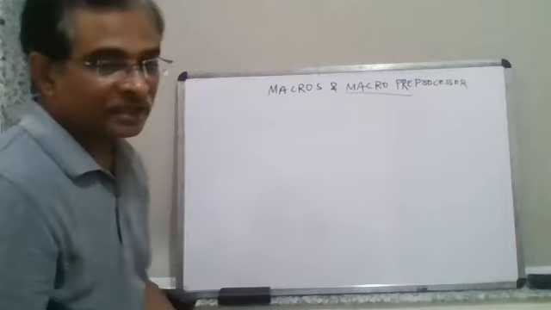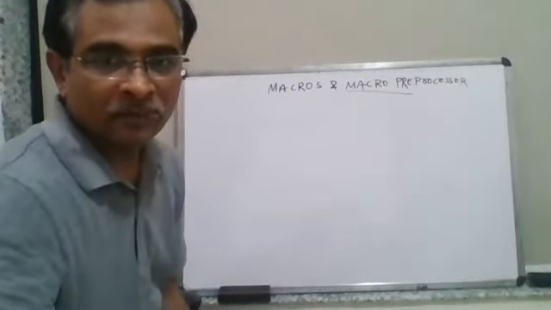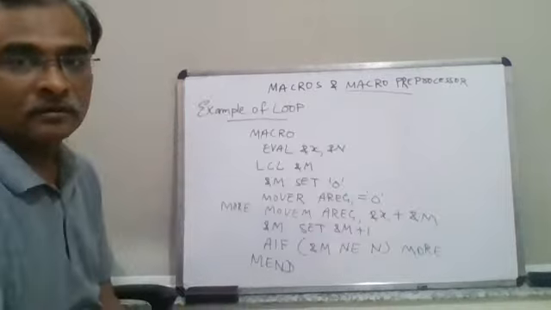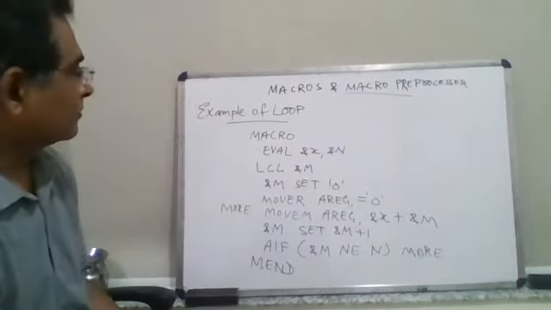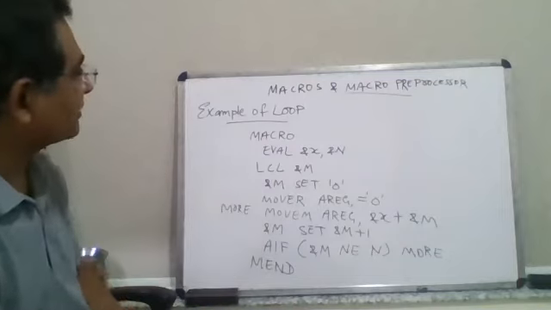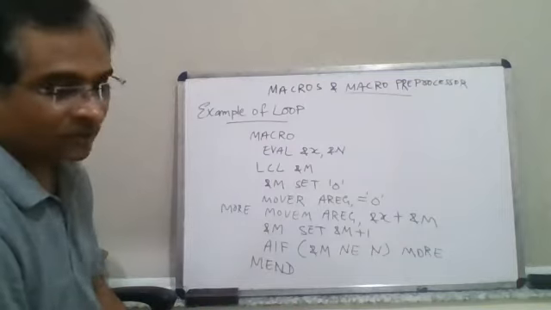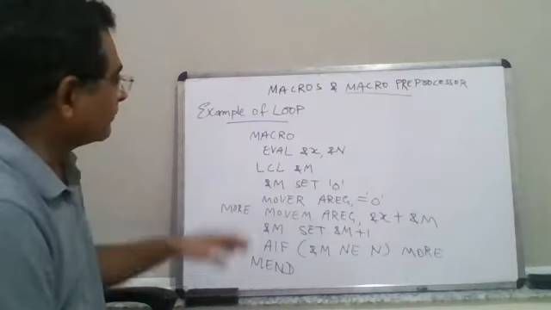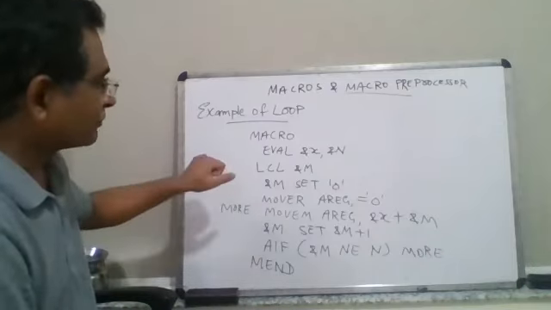Okay, we'll see in the next video. Before going into the next video, what I would suggest here is let me take an example of a loop using all the advanced directives. I mean AIF and AGO sort of thing that we have seen.